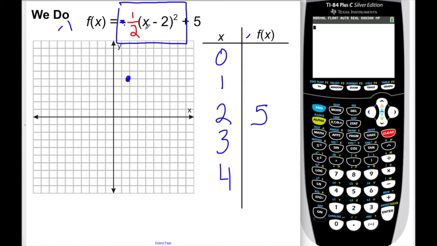So now I'm going to plug in 3. 3 minus 2 is 1. 1 squared is 1. Negative 1/2 times 1 is negative 1/2. Negative 1/2 plus 5 is 4 and a half. Okay, and 1's got to be the same thing. Okay, now I got the choice between 0 and 4, so I'll do 4. 4 minus 2 is 2. 2 squared is 4. 4 times negative 1/2 is negative 2. Negative 2 plus 5 is 3.